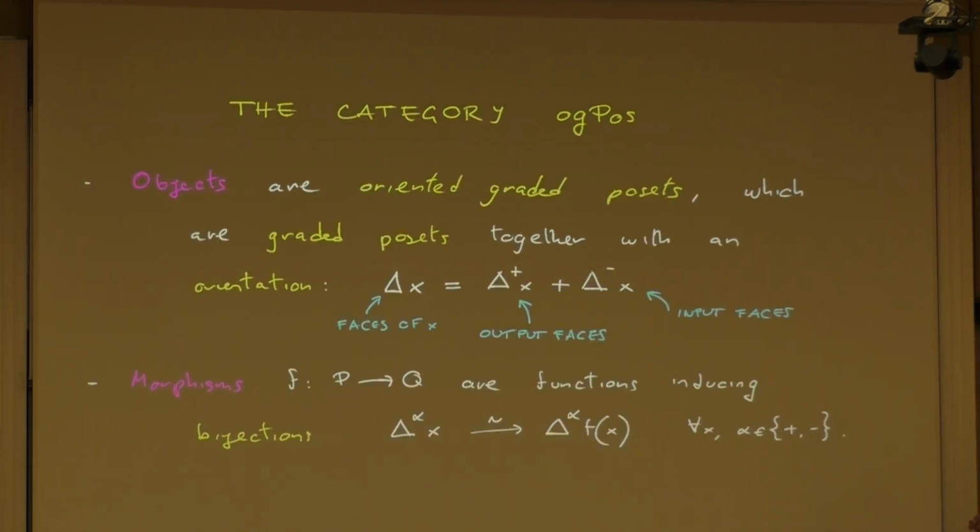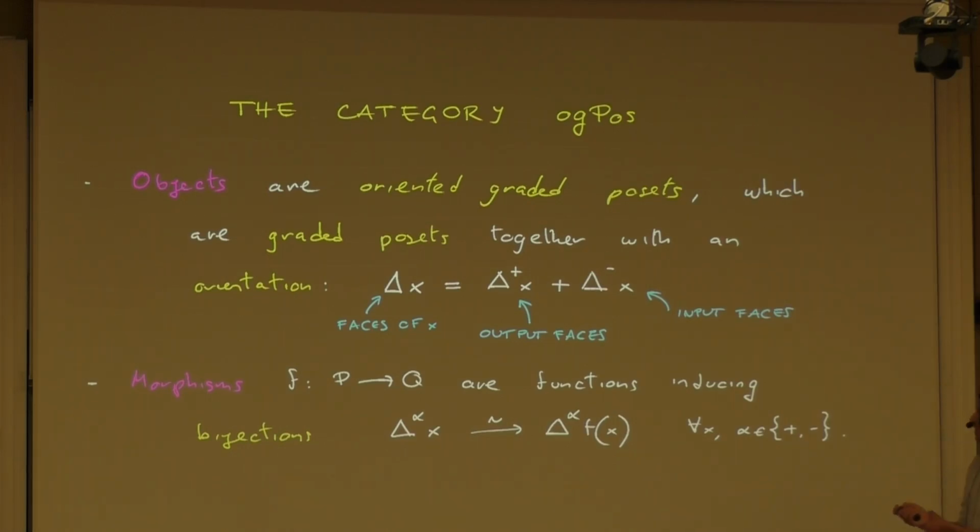And so the solution here is given by considering the category whose objects are oriented graded posets. This is this kind of face poset plus orientation structure. It goes by several names in the literature, but essentially an oriented graded poset is a graded poset, so a poset in which elements have a certain rank or dimension given by how long the chains under them are. And an orientation is given exactly by a bipartition of the set of faces of every element, that is, of the elements which are directly covered in the poset, into two disjoint subsets called output faces and input faces.